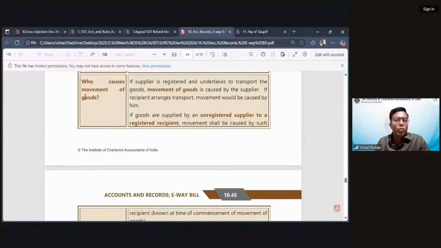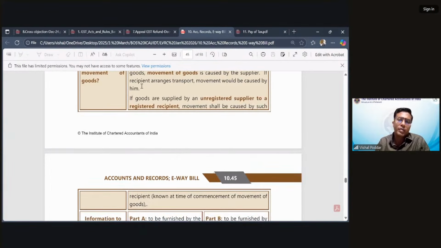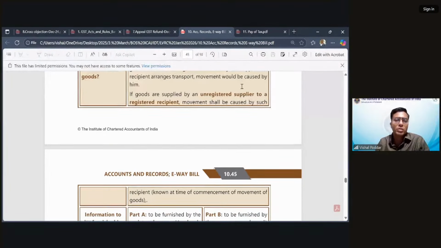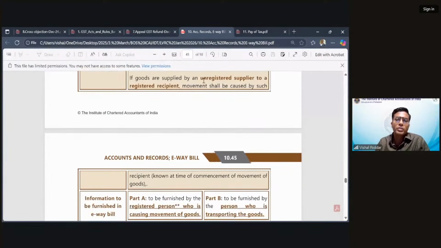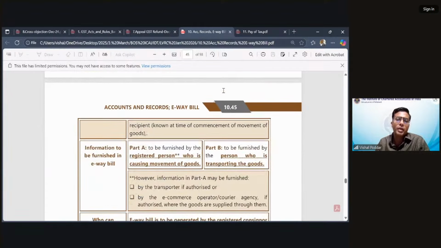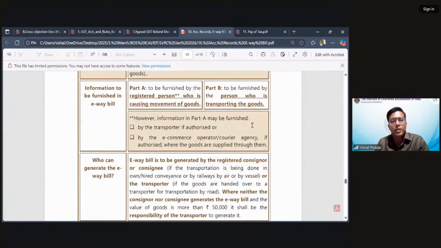Next, who causes movement of goods? If the supplier is registered and undertakes the transport, the movement is caused by the supplier. If the recipient arranges the transport, the movement is caused by the recipient. If goods are supplied by an unregistered supplier to a registered recipient, the movement shall be caused by the recipient, known at the time of commencement. So this is how you will determine who causes the movement, that is, who is required to generate the e-way bill.